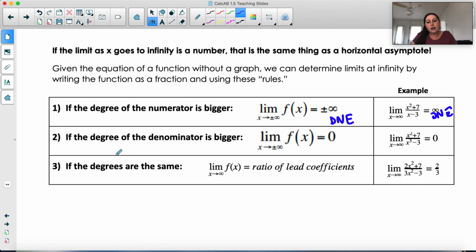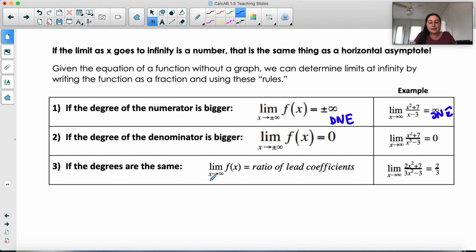If the degree in the denominator is bigger, then the limit is 0. Because think about it: if you take some number and divide by a huge number, that's what's happening. The denominator is going to infinity. That's basically 0. So if the denominator is bigger, the limit to infinity or negative infinity will be 0.